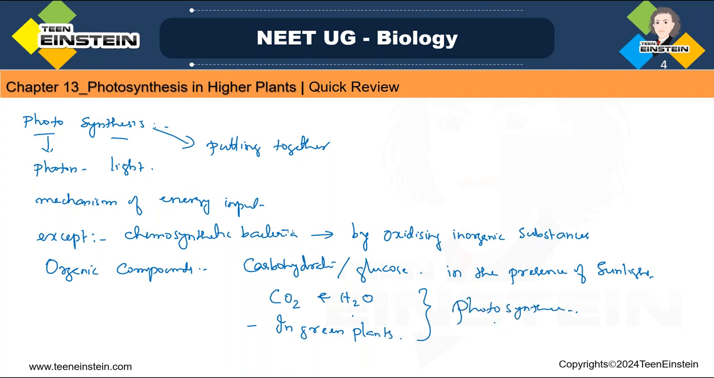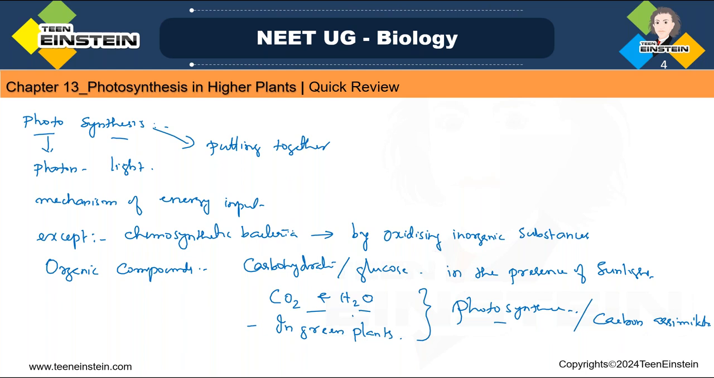So in the presence of light, with the help of carbon dioxide and water, in the cells of green plants, carbohydrate or glucose is synthesized. That is called photosynthesis. And photosynthesis is sometimes called carbon assimilation.